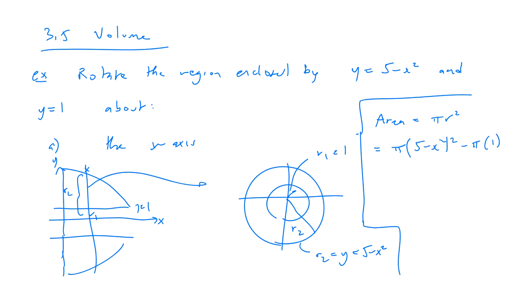So that's the area cross section at x. And we knew from Thursday that the volume is equal to the integral of the cross-sectional area. Oh, I should put in that this is the point. Obviously, when y is equal to 1, x equals 2. So we're going to go from 0 to 2.